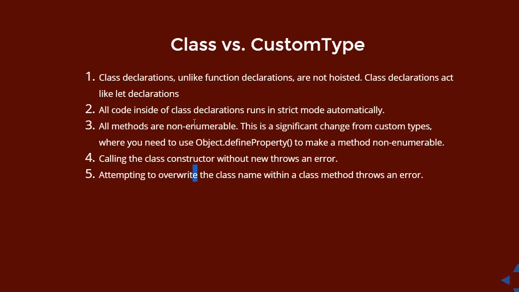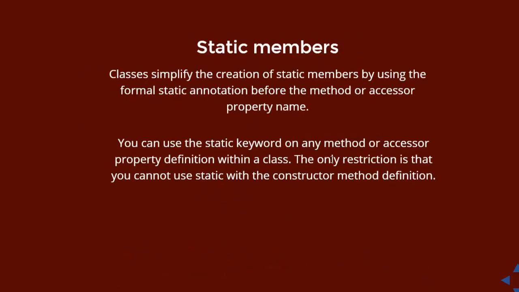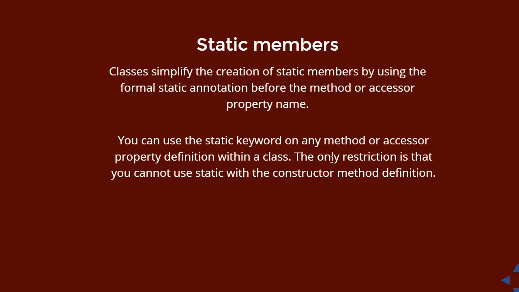All the methods are non-enumerable. Calling the class constructor without the new keyword will be an error. That's obvious. Whenever you want to invoke the constructor, you need to create the instance of the class. If you want to invoke the method, first create the instance of the class, then using the dot operator, invoke the method of that class.